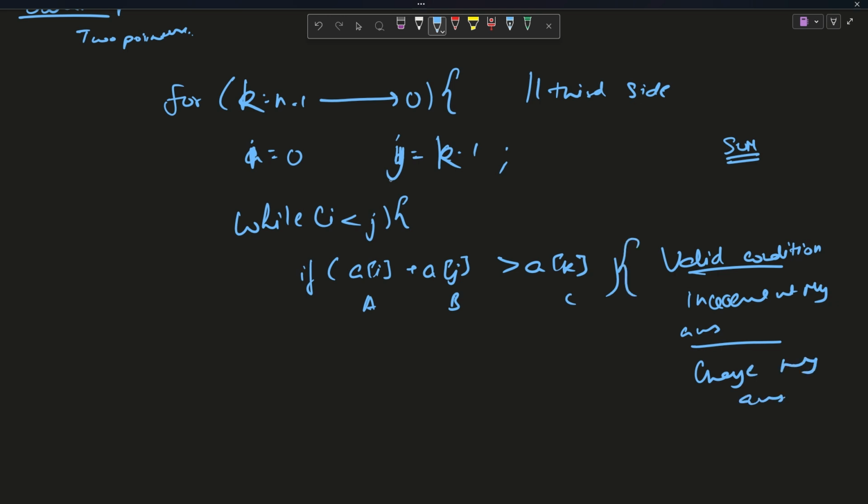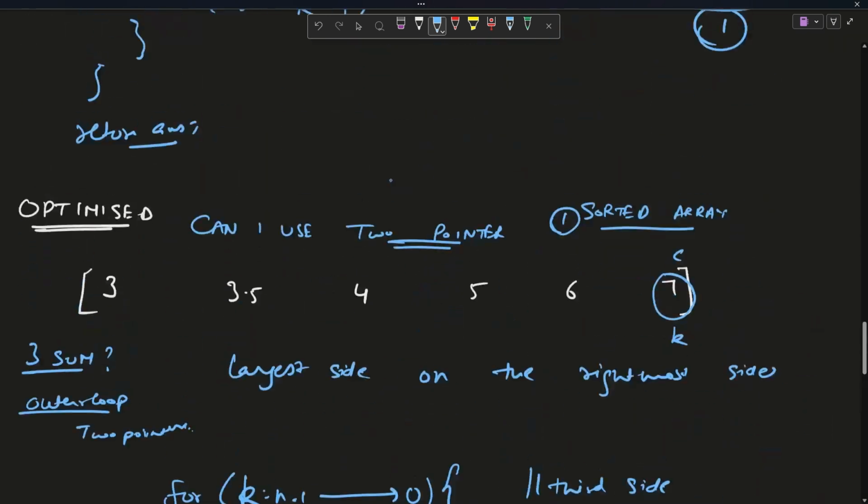So, what do I have to write in this if block? Let me see. What I'm trying to say is A is here, B is here. A is lying here, B is lying here. 3 plus 6 is greater than 7. Yes, 9 is greater than 7, so the if condition is getting followed.